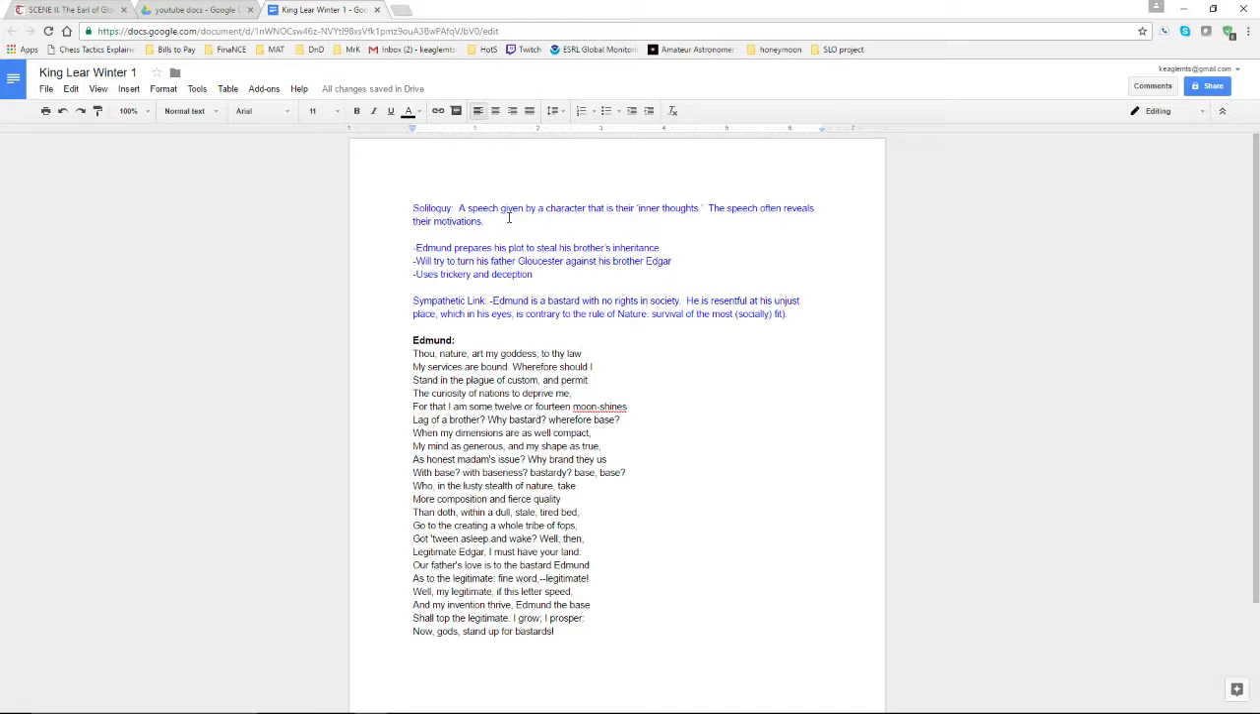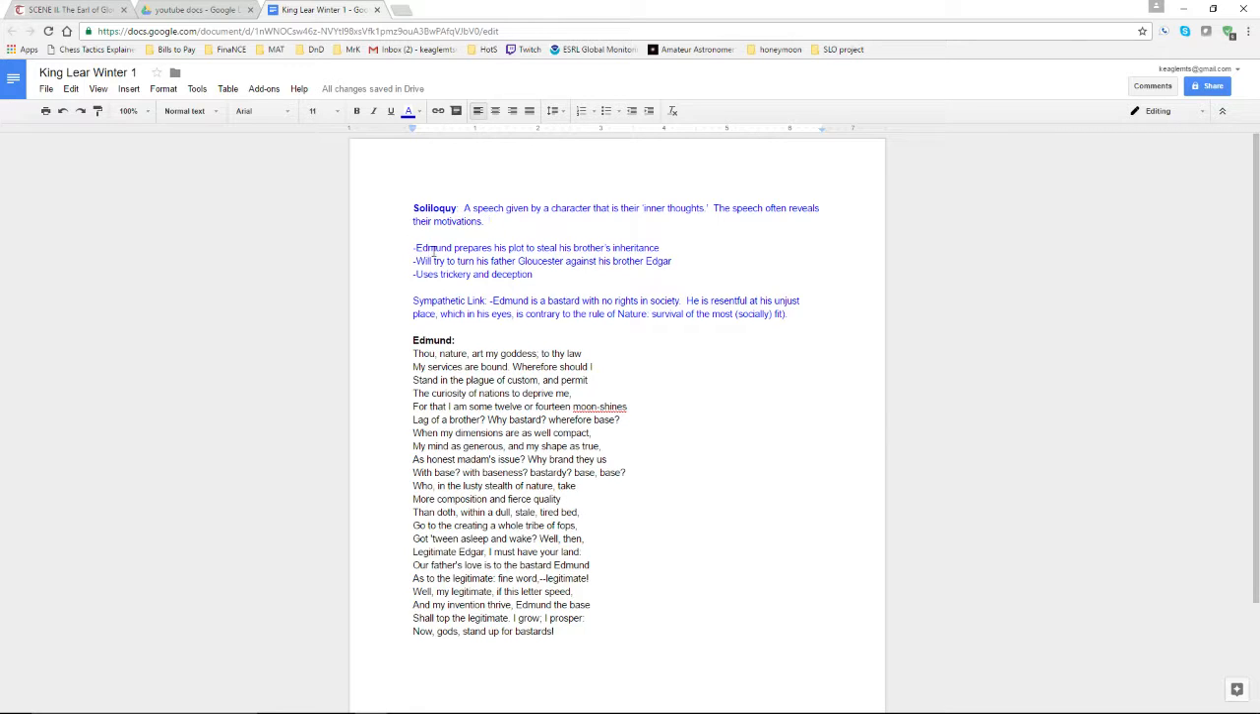A soliloquy, which I have up here, is a speech given by a character that is their inner thoughts. That is, we get a monologue where we get to see what this character is thinking, their motivations, and we learn more about this character's plans when they're not in front of other characters. So it gives us a lot of insight into the inner workings of the character.